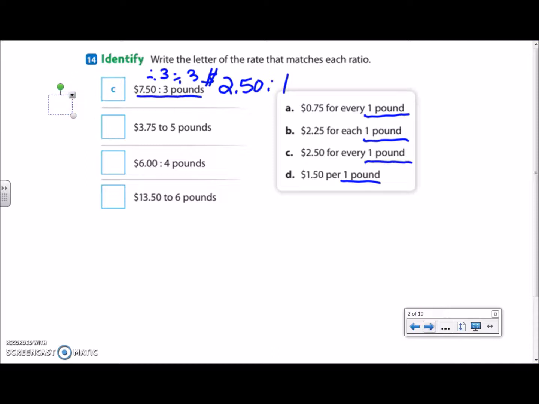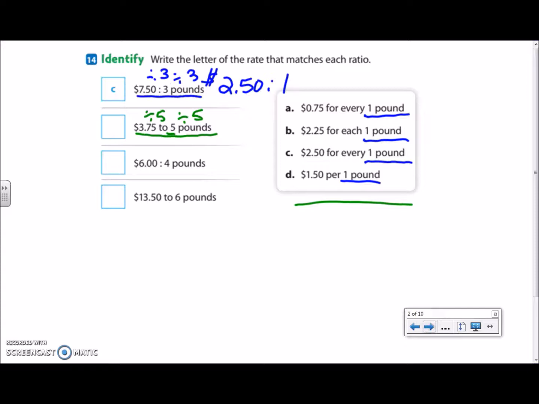Let's do the same thing here with the next option. I have 375 to 5 pounds. It could be written with a colon in between if you would prefer it to be written like that, or as a fraction even. Remember, ratios can be written in 3 different ways. It says 375 to 5 pounds. I would like it to say 375 or a number to 1 pound, to find the unit rate. That's the form that all of my answer choices are in.